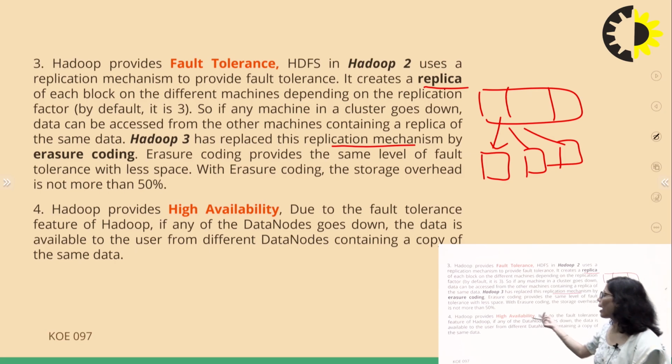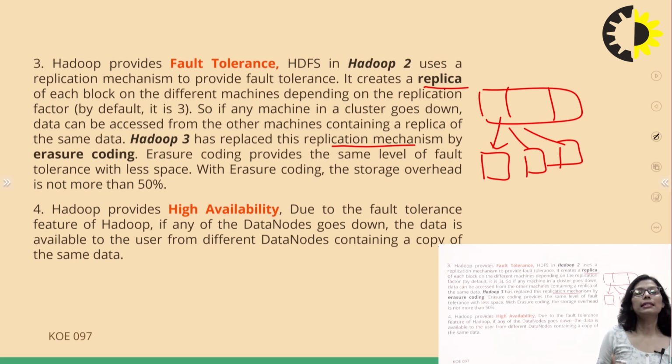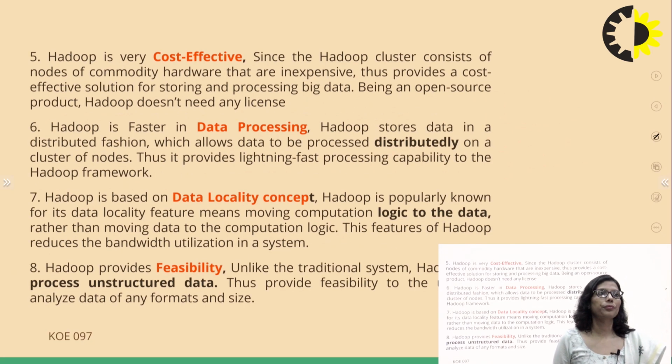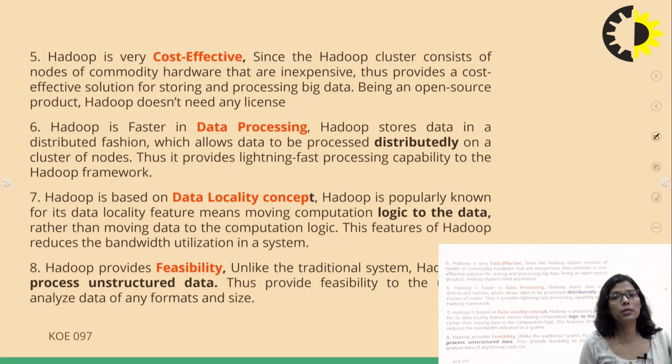Hadoop provides high availability because it's a byproduct of fault tolerance. Obviously, since the data is replicated across various nodes, the data will always be present. So if any data nodes go down, we are still able to access that data. Next feature is Hadoop is cost effective.